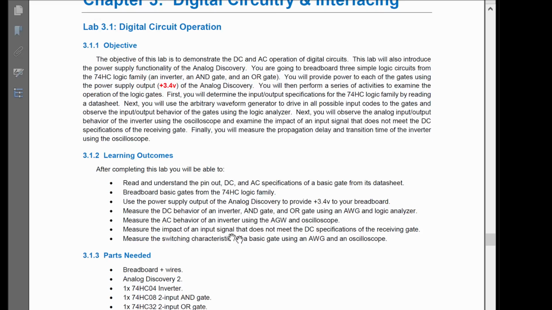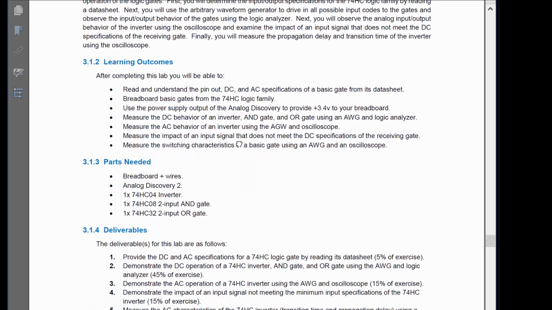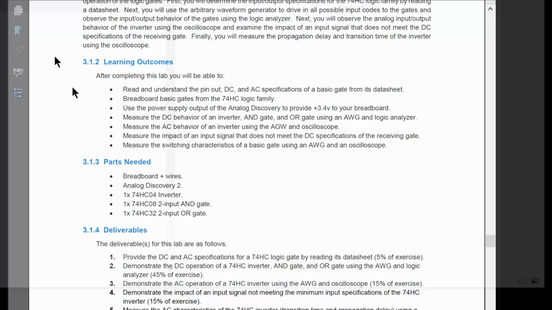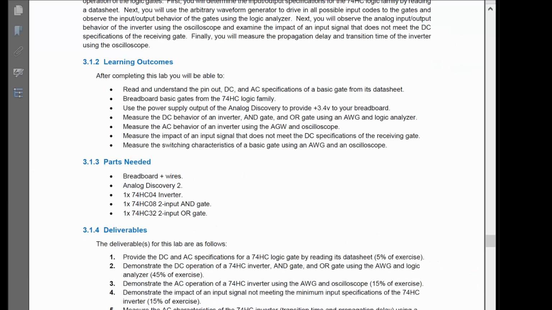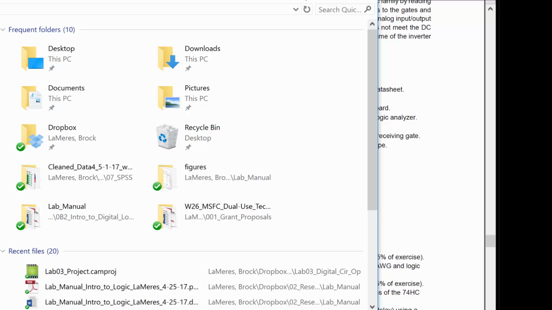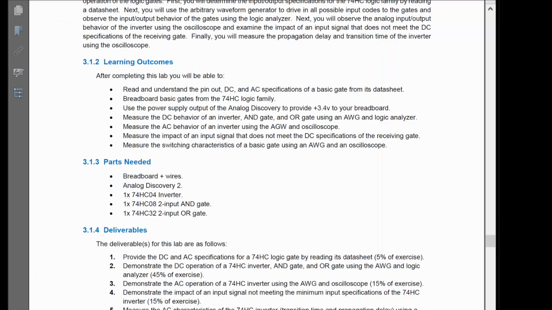Okay, so whenever you use a new part, one of the first things you need to do is look at its data sheet. So the first thing we want to do is look at a data sheet and determine the pinout and the input and the output specifications, both DC and AC. And then what we want to do is learn how to use the Analog Discovery, look at logic analyzer measurements, oscilloscope measurements, etc.